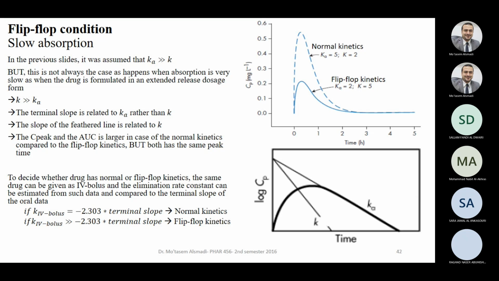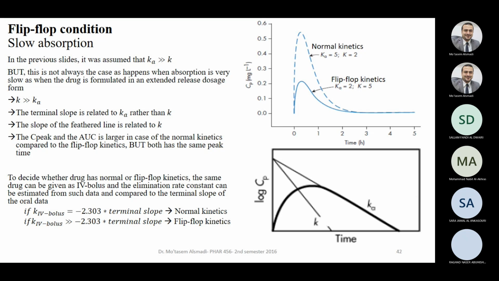So we agreed that this happens when you have either a slow release or a slow absorption. Why slow release? Because we said before that for a drug to be absorbed it needs to be released and dissolved. So if you have a rate limiting step of release, that will make the process of absorption slower, because of the slow rate of release. So in case of flip-flop kinetic, we have K much larger than Ka.